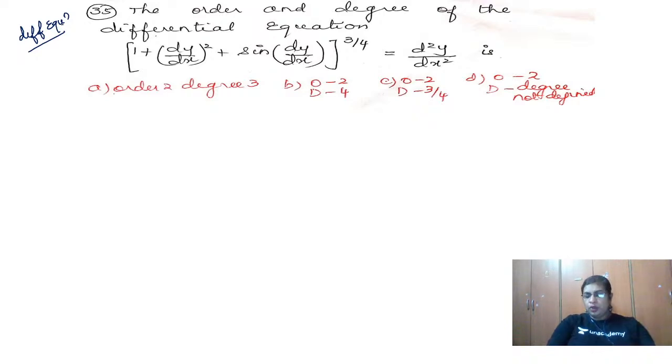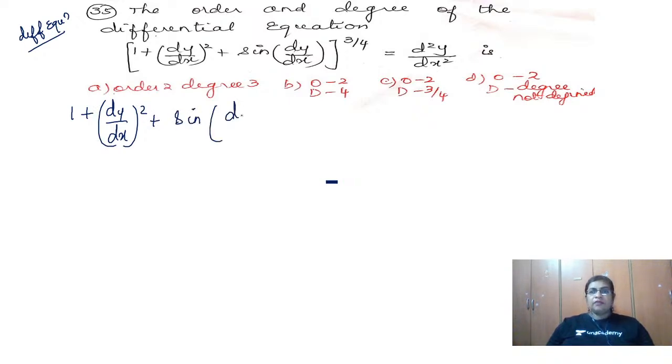Now you have to find the order and degree, and you need to find them when the equation is free from fraction powers. Now you can see here you have 1 plus (dy by dx) the whole squared plus sine of (dy by dx), whole power 3 by 4. This is the fraction power. This is equal to d square y by dx square. Now, how to make it free from the fraction power? I have to take the 4th power.